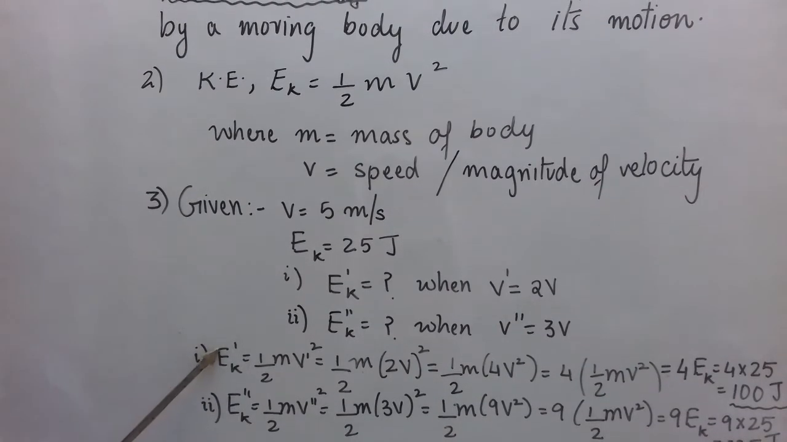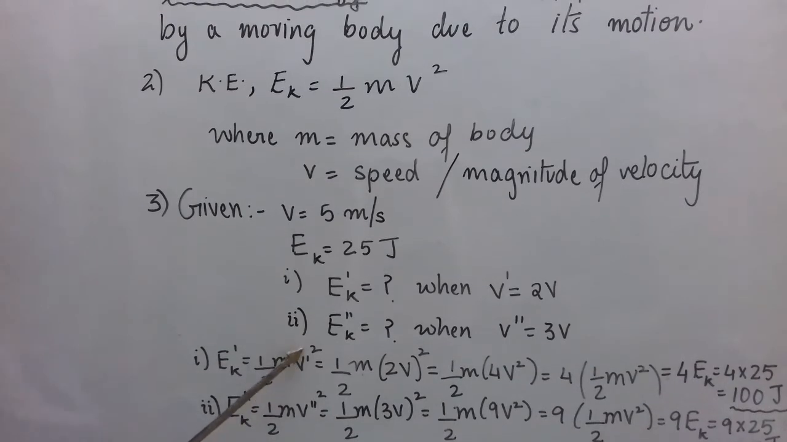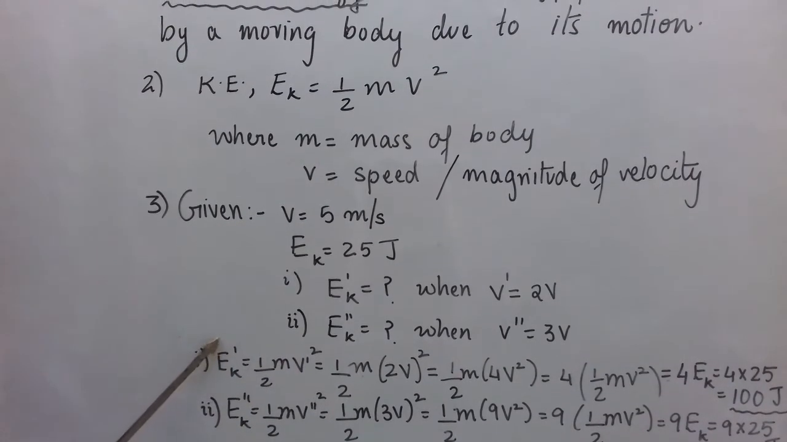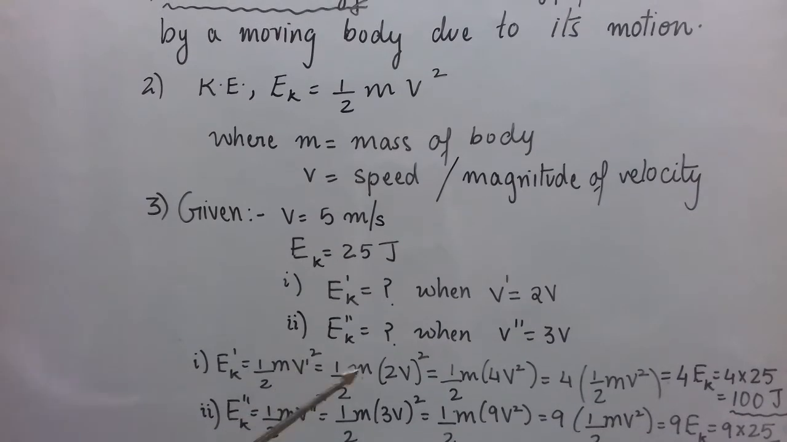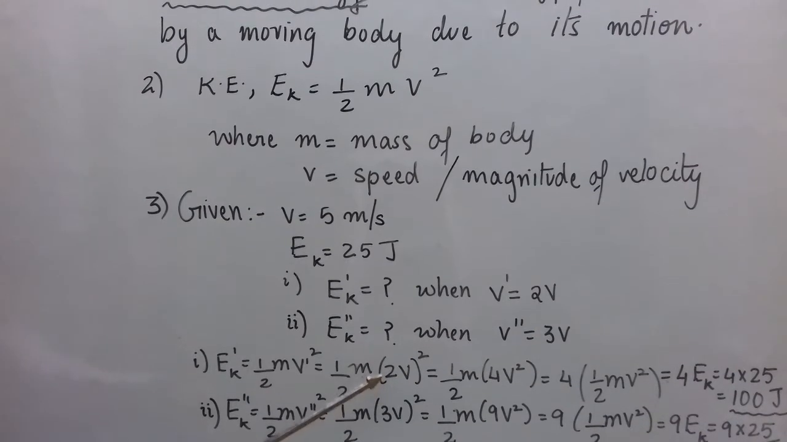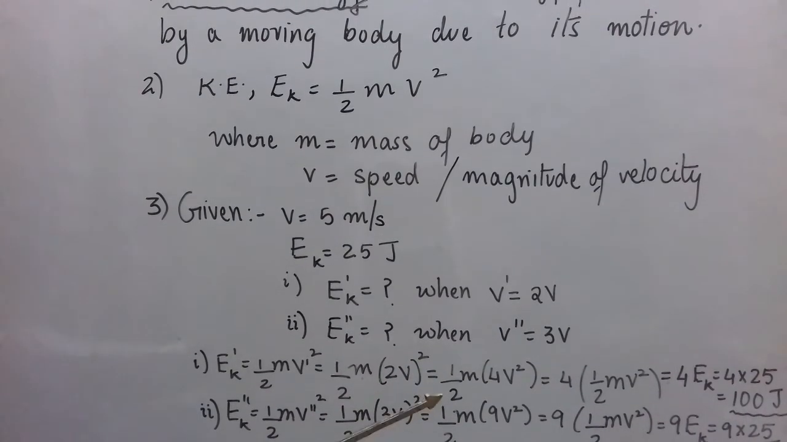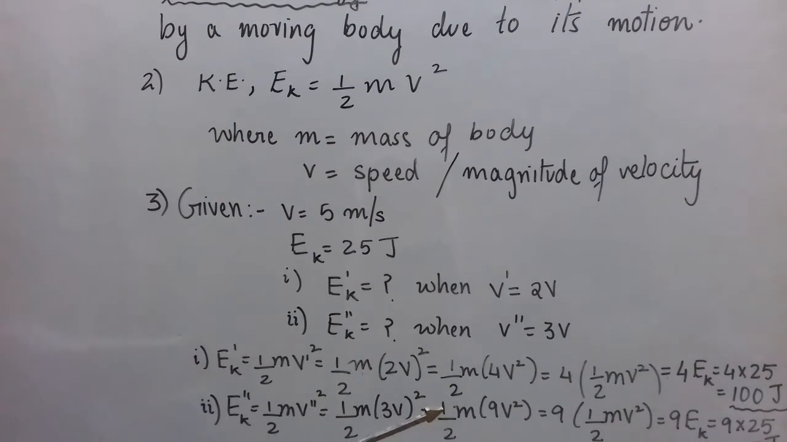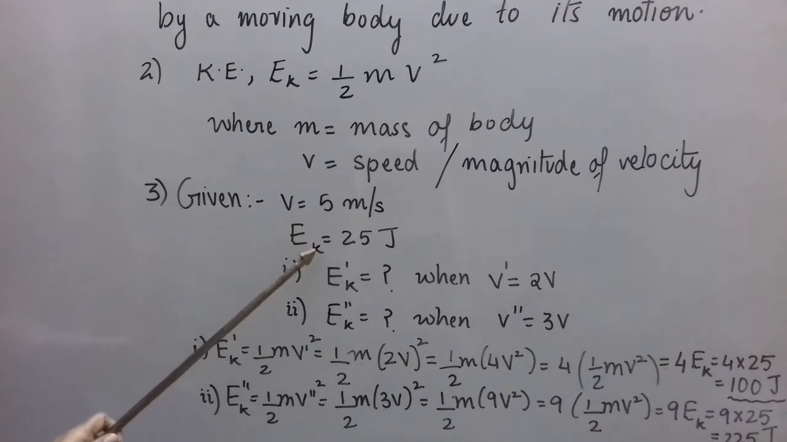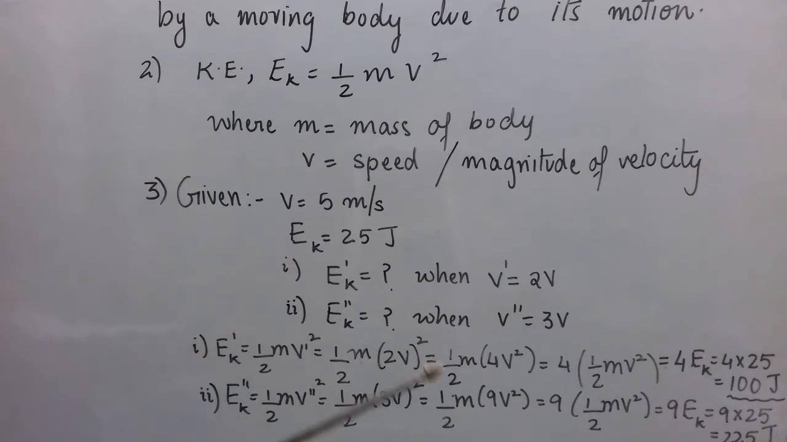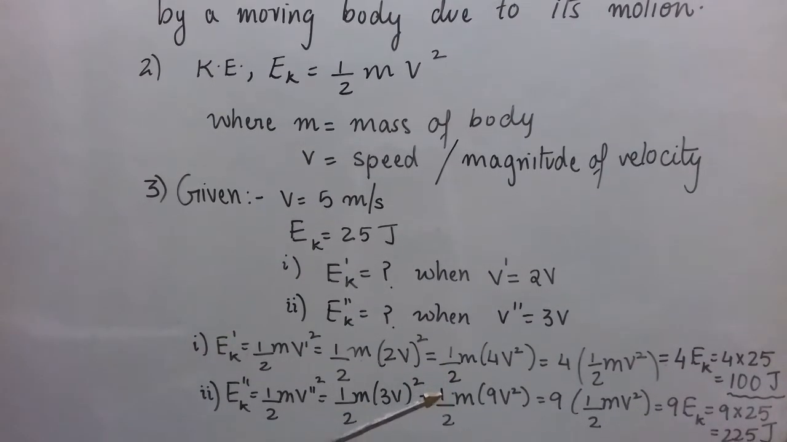Now here the first part we can do like this. Ek dash, we know the formula, it is half m v dash square, because Ek dash is the kinetic energy when velocity is v dash. We know v dash is 2 into v. So half into m into, instead of v dash, we'll write 2v whole square. Now square this term, so we get 4v square. Take 4 out and we get 4 into half mv square. What is half mv square? It is the initial kinetic energy. It means Ek. So 4 into Ek. Ek is 25 joules. So we can write 4 into 25, 100 joules.